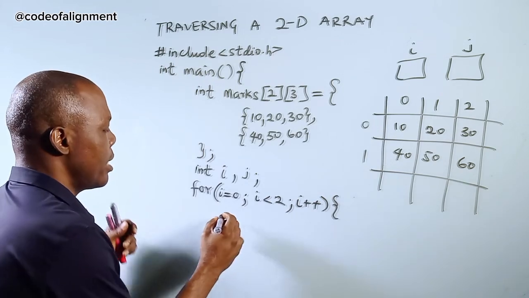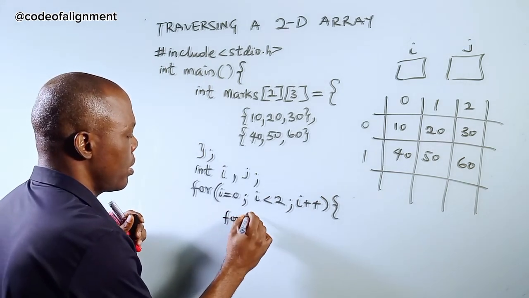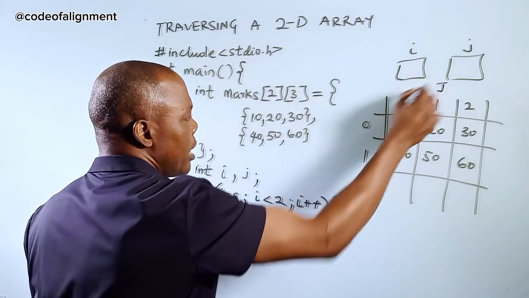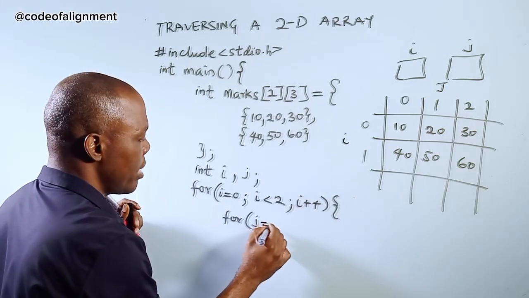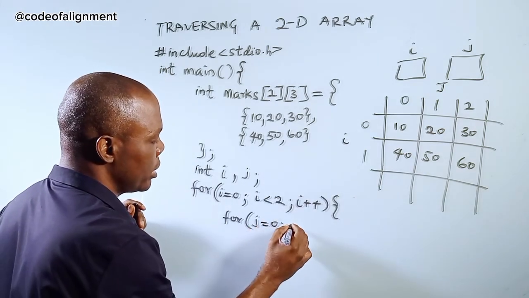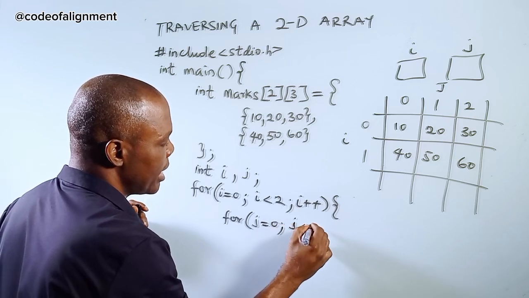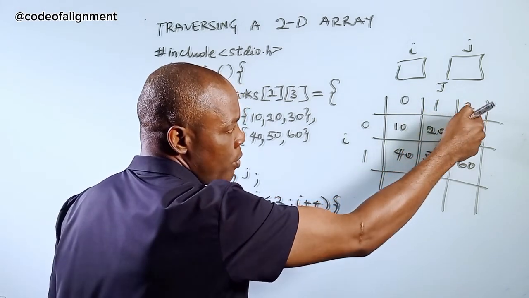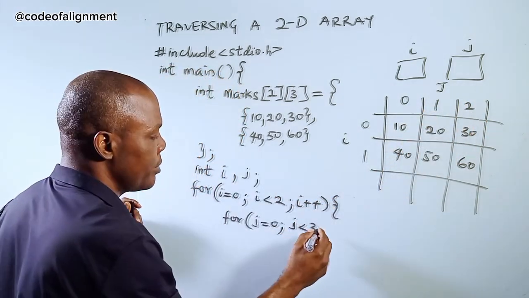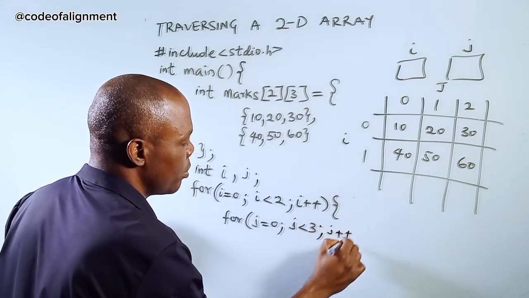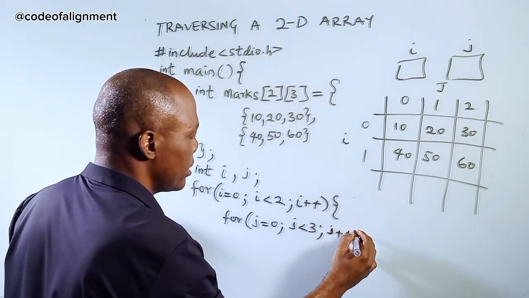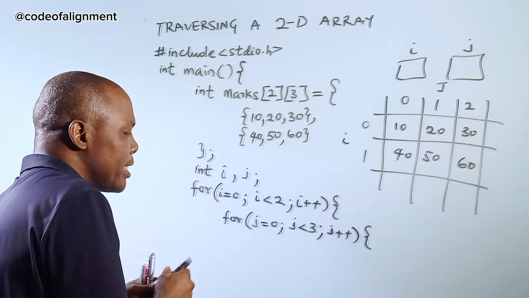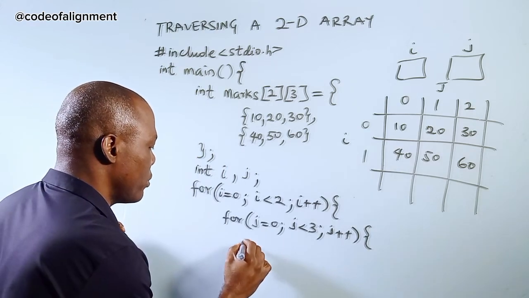So inside this place, I will say for, then j, I will point j to the index of the first column. So this is j, and then this is i. Then I will repeat until j is less than 3. Since I have 1, 2, 3 columns, the indices are 0, 1, 2. That's why it is less than 3. Then j plus plus. Then I close this.